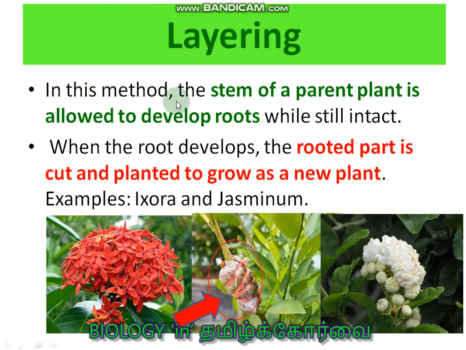Layering. In this method, the stem of a parent plant is allowed to develop roots while still intact with the parent plant. That is the concept here. And the rooted part is cut and planted to grow as a new plant. Example, Ixora. This is the Ixora. You see, this is the layering part, and this is the Jasminum, Malligai poo.